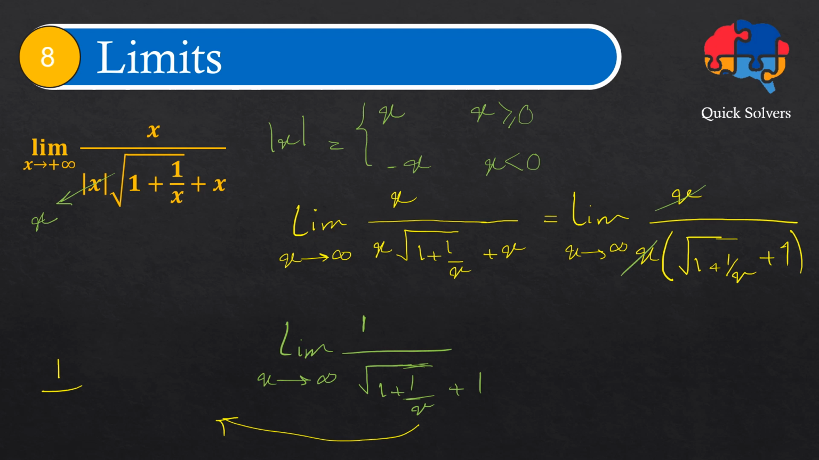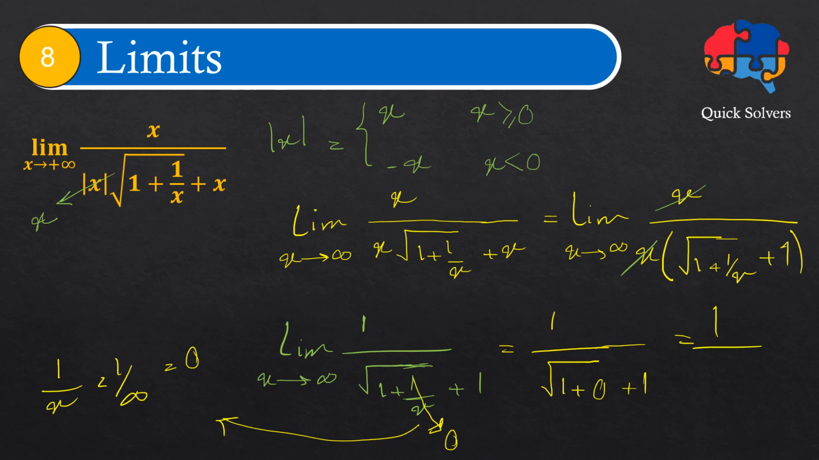All right, so let me rewrite it here. We get 1 over infinity, which is 0. So I will replace this by 0, and then we get 1 over square root of 1 plus 0 plus 1, which is 1 over 2, and this is the answer of this limit. So this is telling that the limit of this function is 1 over 2.